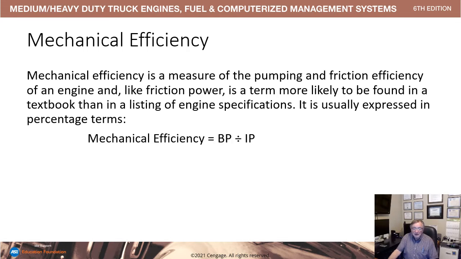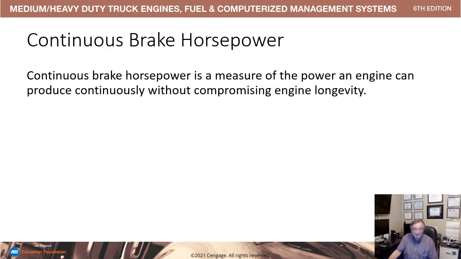Mechanical efficiency, here we have a situation where we're going to be looking at the energy it takes to turn the engine to come up with the actual brake horsepower, but actually how much power is delivered to the wheels on the truck. Continuous brake horsepower, it's running the engine at a specific speed, producing a determined amount of horsepower, so that we're not compromising engine longevity, and we're giving the engine the best chance to have a long life.